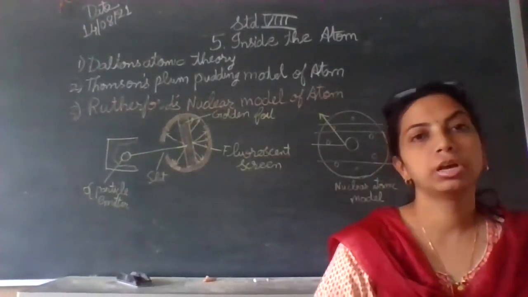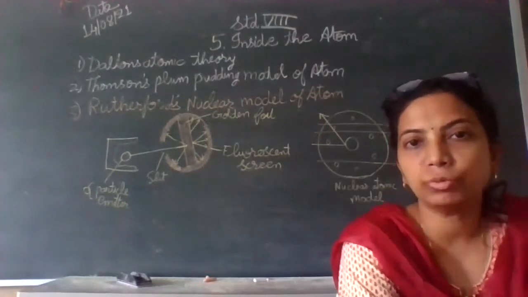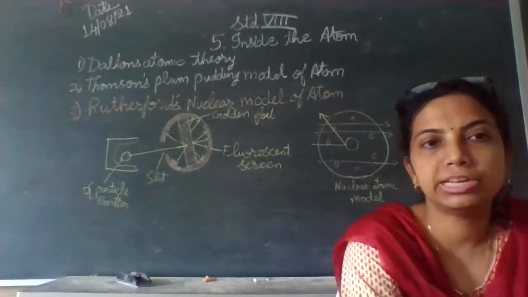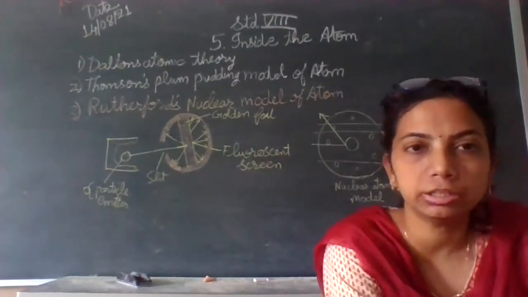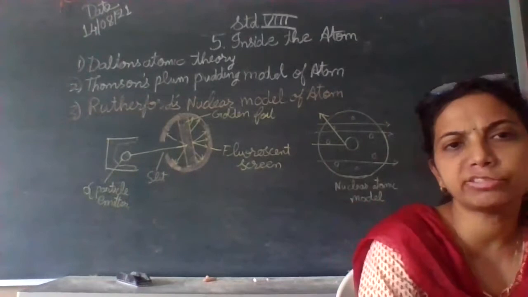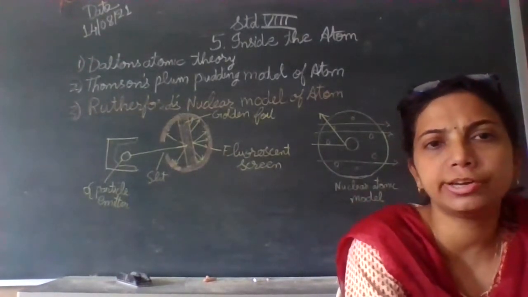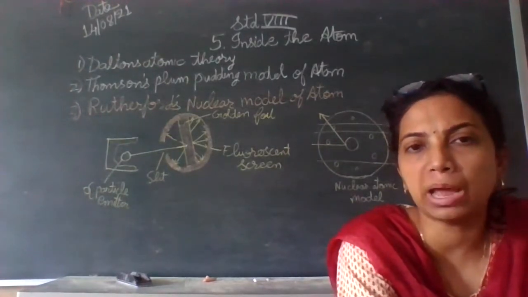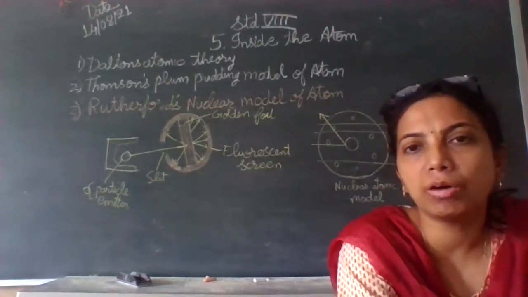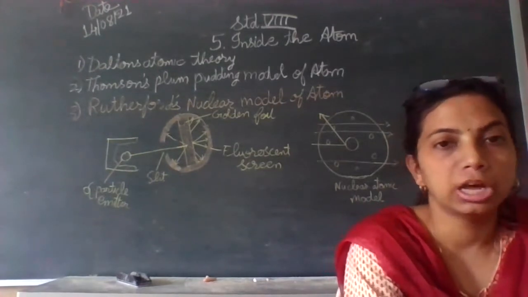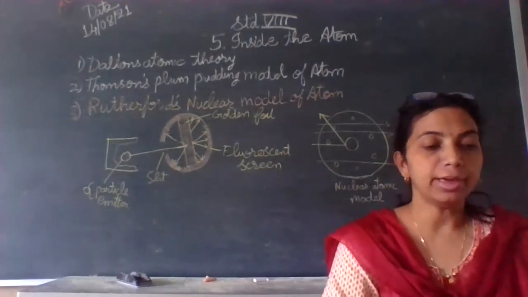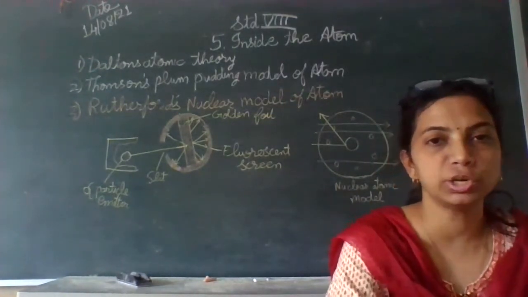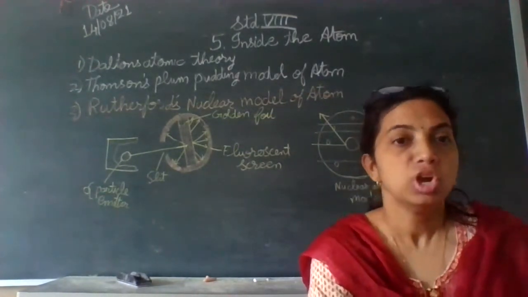Hello students. So today we are back with inside the atom, what all things are there. Many scientists have worked in this field. In an earlier class we have seen Dalton's atomic theory, then Thomson's plum pudding model of atom also. Today we are going to move on further to Rutherford's nuclear model of atom.